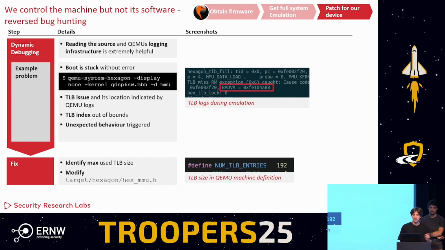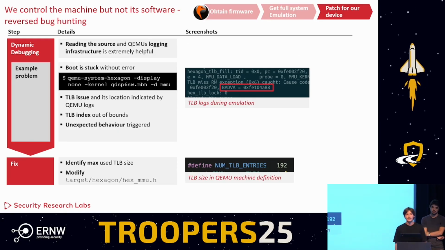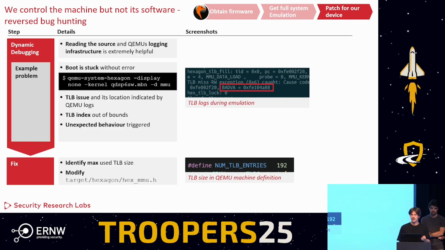You can see the param -d and then the MMU, which will give you all the MMU logs, in this case also the TLB logs. And then, yeah, we run with all the logging enabled and then go through the logs and see where is it stuck, why does it not continue. And this is an example problem.